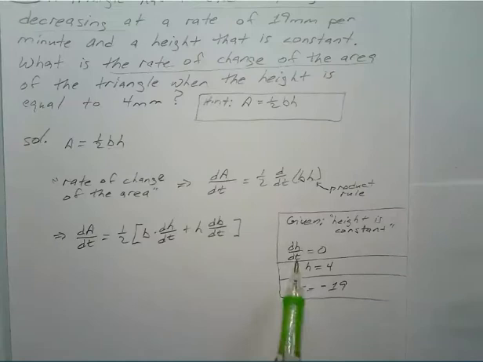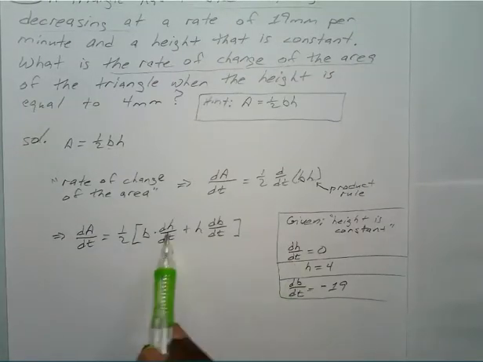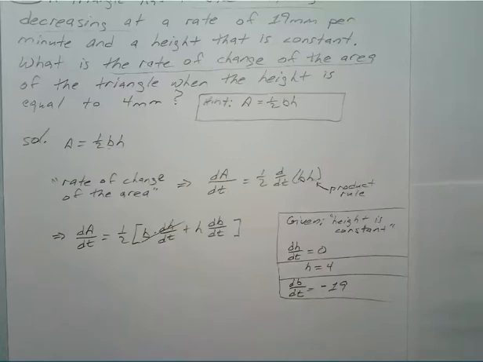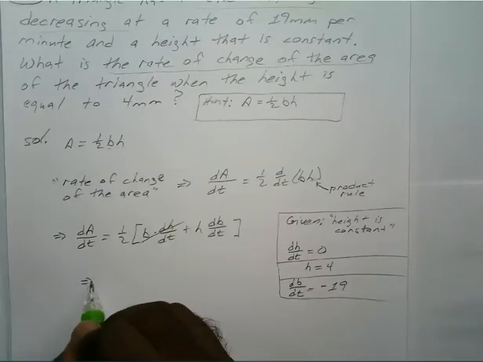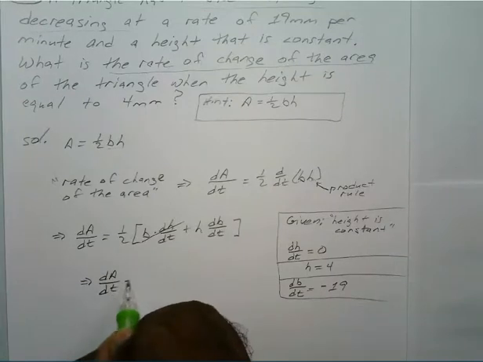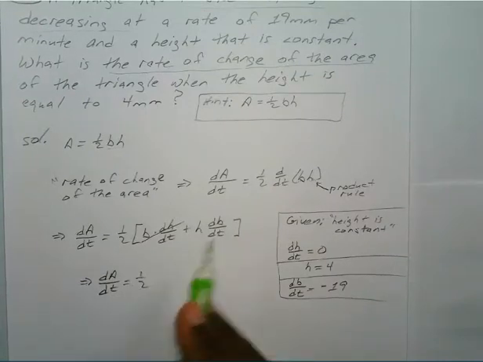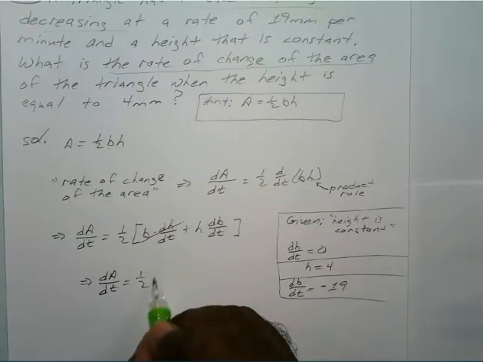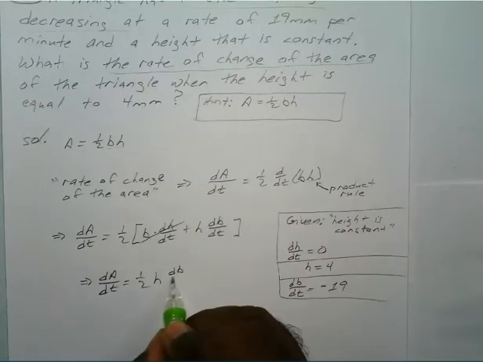Okay. Now, since your rate of change of the height with respect to t is 0, 0 times anything is just going to be 0, so you can cross that out. So you can simplify your formula a little bit. So your dA/dt is equal to 1/2 times height times your rate of change of the base with respect to time.